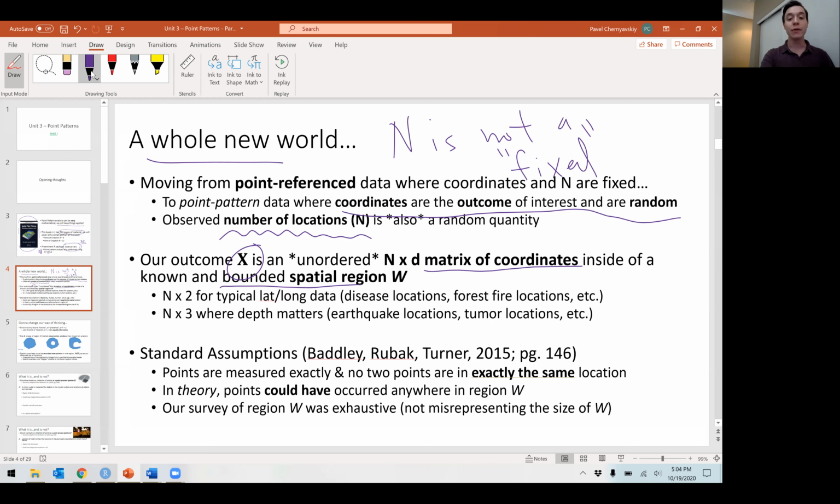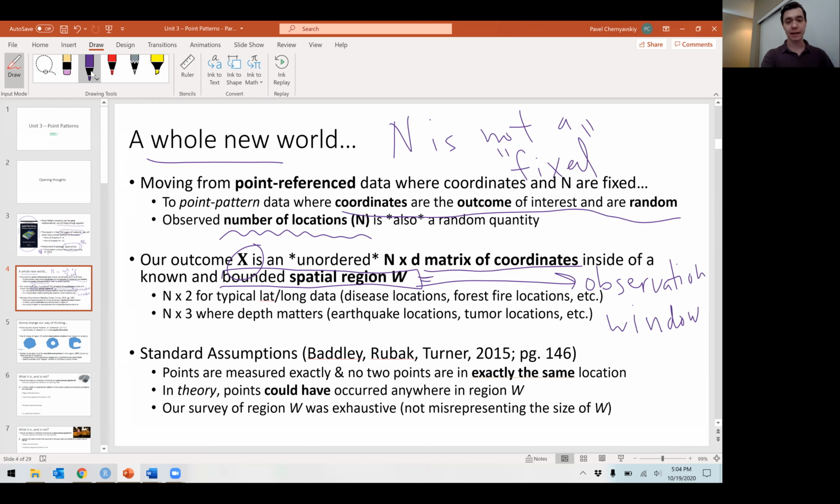What will be bounded and known is this spatial region. Sometimes this is called an observation window. And it's sort of how it sounds. It is the space where you could have observed your points. And just a preview, this is going to be a very, very important concept for us to get the spatial region right.